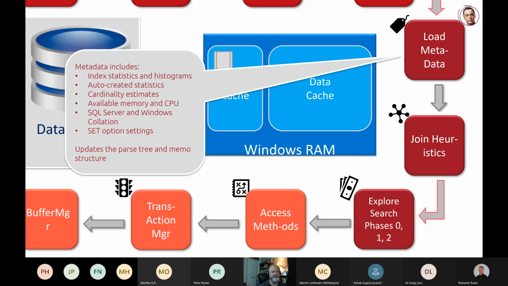And then there's other things too, like if you have used a set option that's different than the way the server is naturally configured. So maybe for this one query, you said set ANSI nulls off. So SQL Server will have to take that into account. Or maybe you've got a very different collation and language setting on your workstation than what's on the server. That is taken into account as well at this phase. And again, the parse tree, the memo structure, the execution plan is updated. Now SQL Server says, we're going to do some real work here.